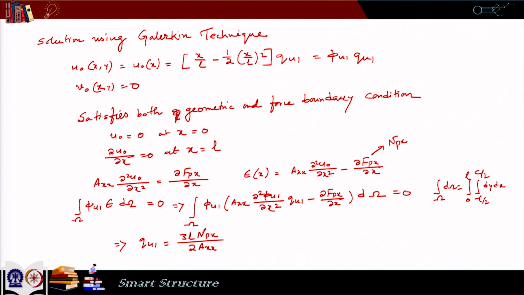So, we have solved this in-plane problem using both the Galerkin technique and Rayleigh's technique. In the next class, we will solve an out-of-plane problem where there will be pure bending. So, with that let us conclude this lecture. Thank you.